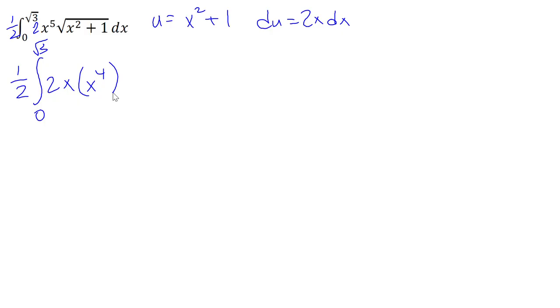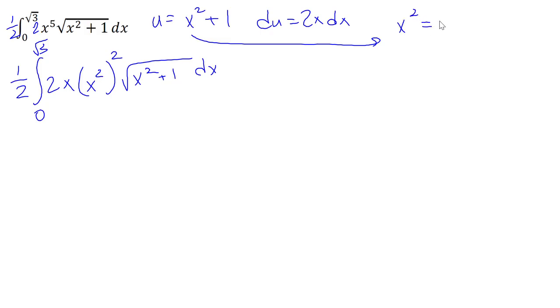x squared plus 1. Well, x to the 4th, we should note, is the same thing as x squared squared. And the reason we want to do that is because from here, we can see that x squared is equal to u minus 1. And so I can replace that x squared with u minus 1, and then I'll square it. And of course, since it's a definite integral, we're going to have to replace our limits of integration. So when x is equal to 0, u is equal to 1. And when x is equal to root 3, our original upper limit, then u is equal to root 3 squared plus 1, or 3 plus 1, which would be 4.